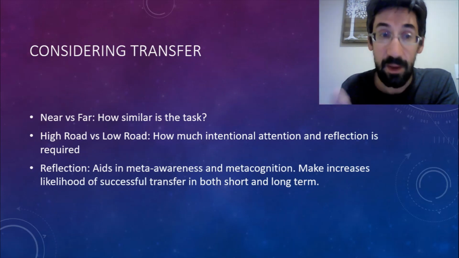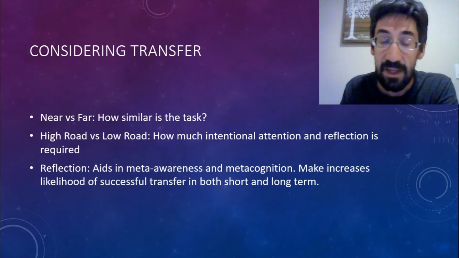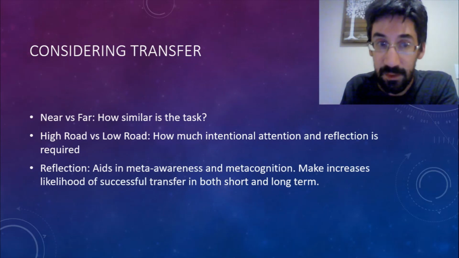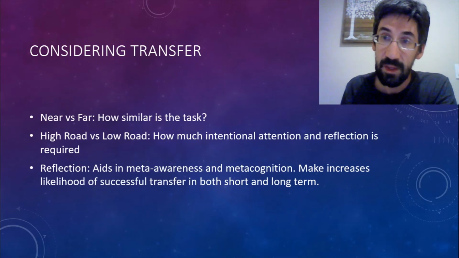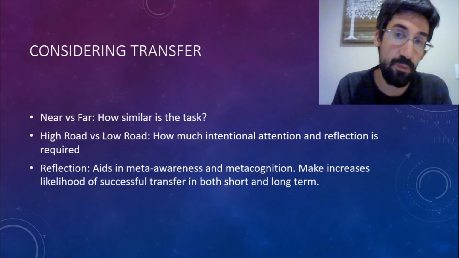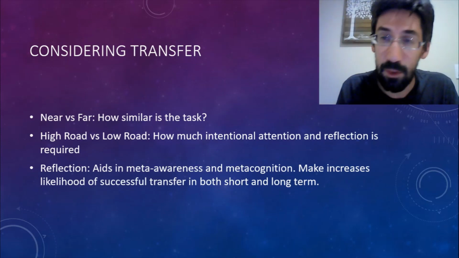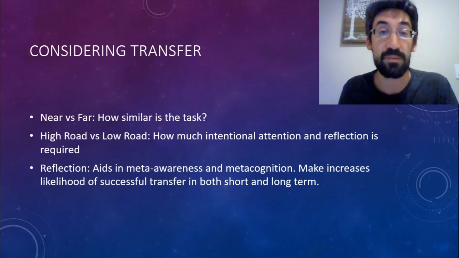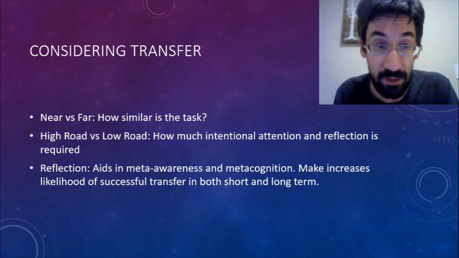We can also talk about high road versus low road transfer. How much intentional attention and reflection is required? So this often goes with near and far, though not always. In theory, something is high road transfer if you have to really sit back and think about how you're going to make use of what you've learned before in order to do this new task successfully. Whereas in a low road model, there's a certain automaticity to it. It just comes naturally. And again, sometimes that is because the task itself might be relatively similar.